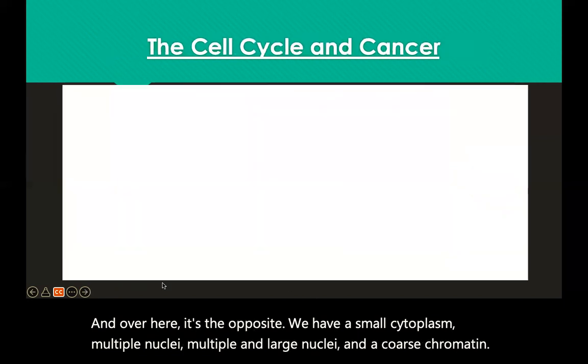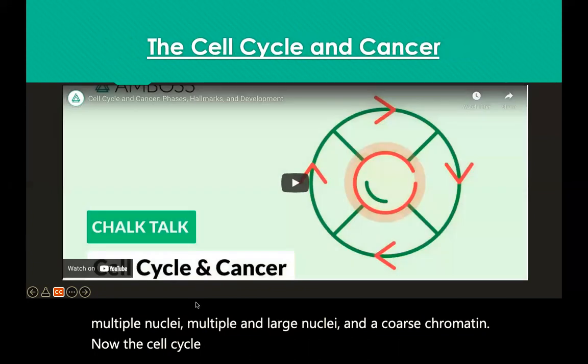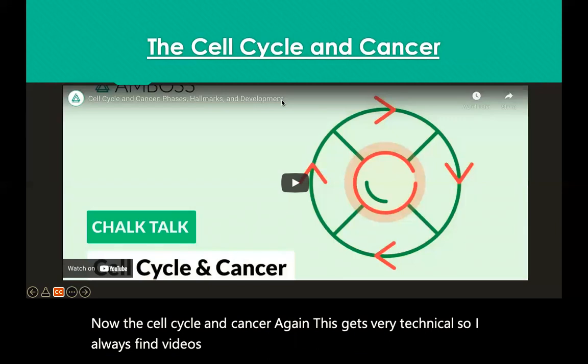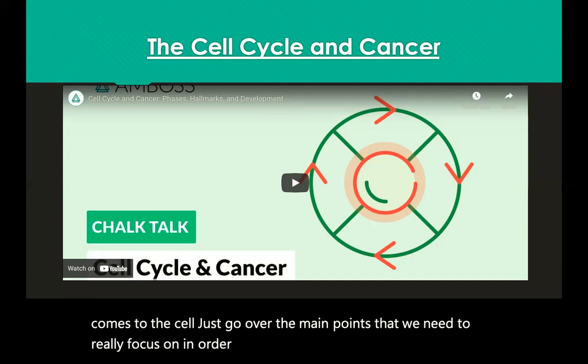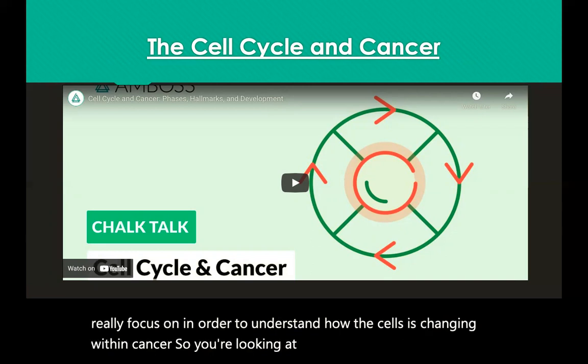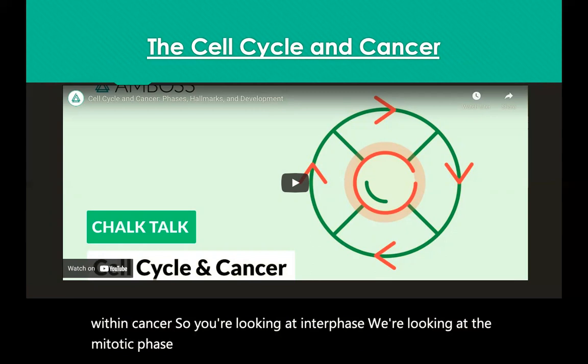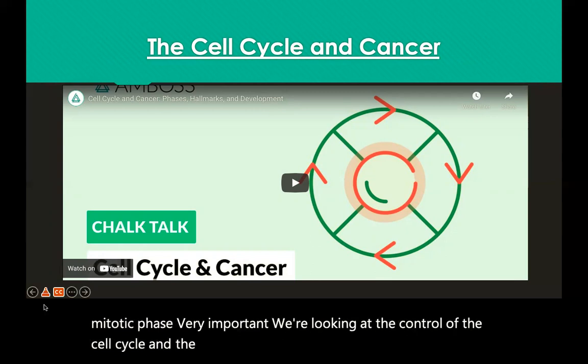Now, the cell cycle in cancer, again, this gets very technical, so I always find videos with animation really helpful, especially when it comes to the cell, to go over the main points that we need to focus on in order to understand how the cell is changing within cancer. So you're looking at interphase, we're looking at the mitotic phase, very important. We're looking at the control of the cell cycle and the checkpoints, and it'll go over all of that in this video.